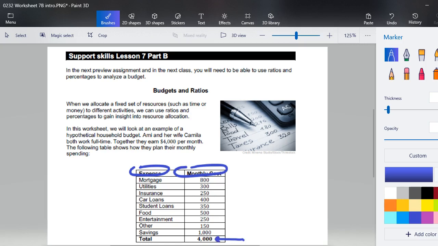is a total. Question 1 begins by saying, based on the amount of spending planned for each item, what are Amy and Camilla's most important household items? And you've heard before, we put our money where our mouth is, or whatever's important, we put money behind it. So mortgage and savings are their most important items. Question number 2, what percentage of the total budget is allocated to savings?